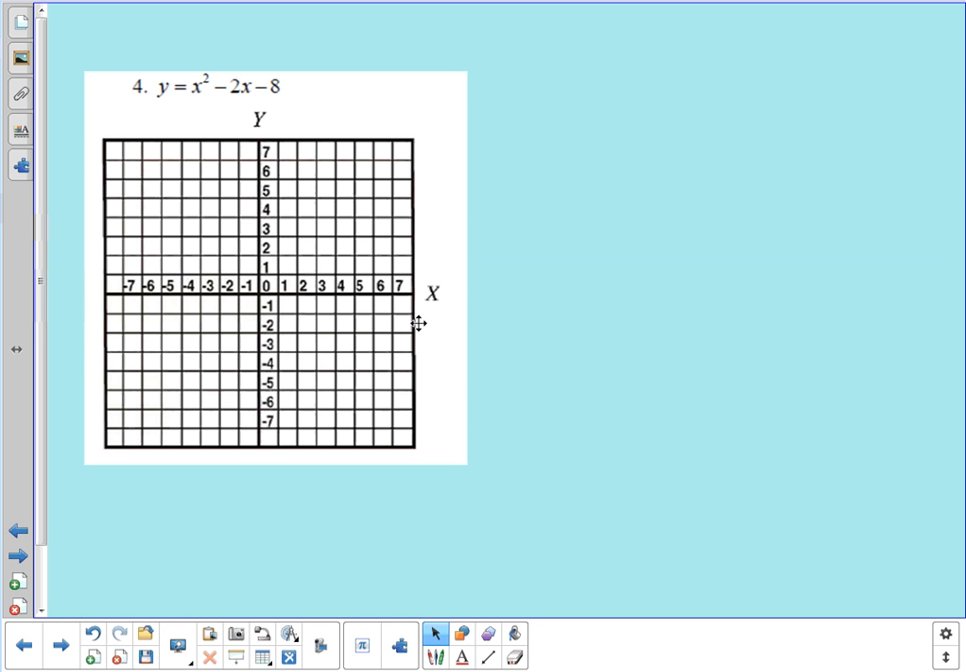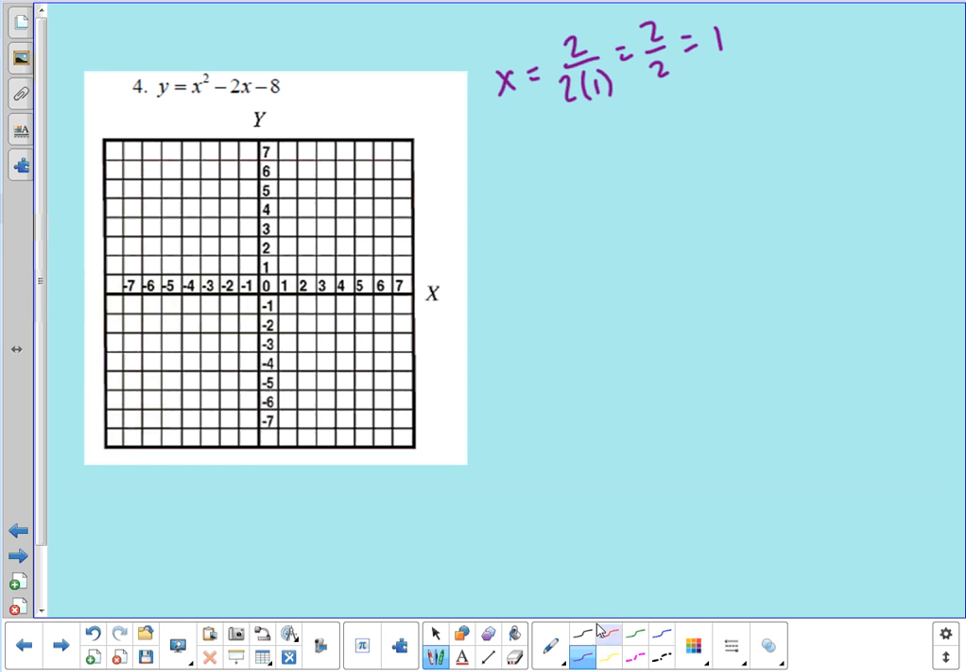Okay, so now let's flip to number 4. So in number 4, I have x squared minus 2x minus 8. I need to start by finding the vertex. So I have the opposite of b, which is positive 2 over 2 times a, which is 1. That's 2 over 2, which is 1. So I'm going to draw myself a table. I know you don't have a table written in there, but you can make yourself a table. I'm going to put my vertex down here in the middle.